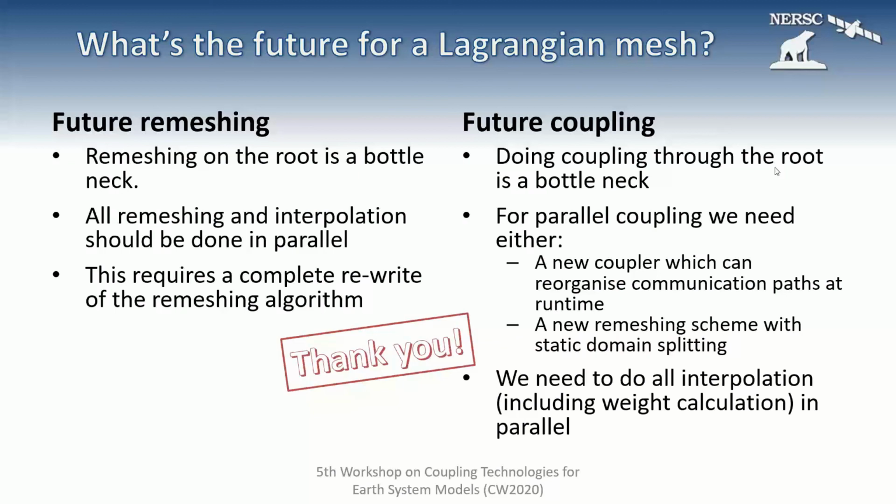So I think the future of the Lagrangian mesh hangs on the remeshing. What happens with the coupling? Coupling through the root is much less of a bottleneck still, but the road forward with the coupling depends a bit on which route we take with the remeshing. If we're still with variable mesh and domain decomposition, then that puts a lot of demands on the coupler. But if we manage to have a static domain decomposition despite the mesh being movable, then that makes life much simpler for the coupler. And yes, that was all. Thank you.